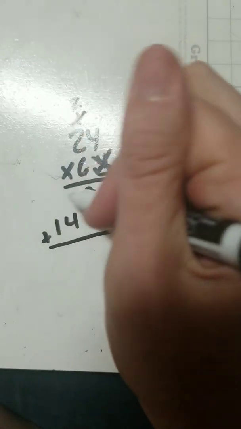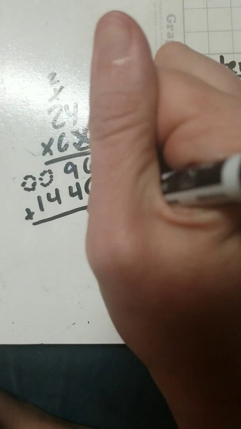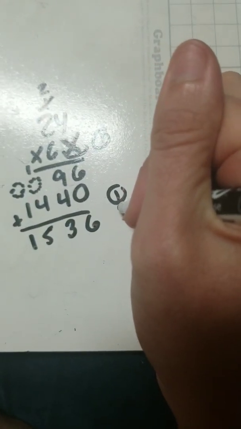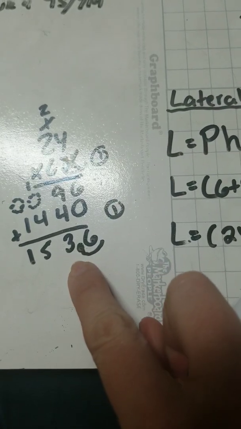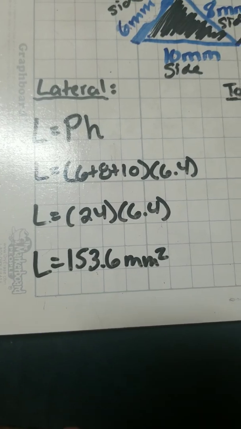Do you see how there's no numbers up here? You can go ahead and put imaginary zeros there just for your placeholders, just to line everything up and make it pretty. 6 plus 0 is 6, 9 plus 4 is 13, so I carry a 1. 1 plus 4 is 5, and 0 plus 1 is 1. And remember, I have to have one decimal place, so I start here and I move in one time. So my lateral surface area is 153.6 millimeters squared. So that's how you find lateral surface area.